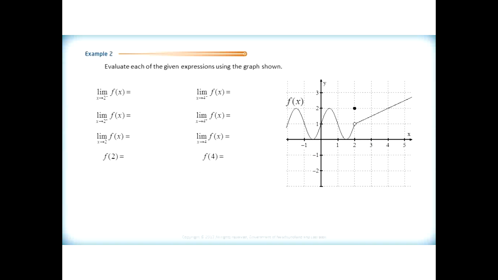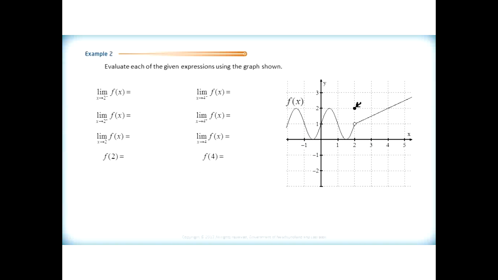Next, example 2, evaluate each of the given expressions using the graph shown. Okay, so in this case, we have what looks kind of like a sinusoidal function, and it approaches a spot on the graph where there's a hole in it, and then from the other side we go off on what looks like a linear function that continues off, and we don't actually include the point there, but we remove it, and we're going to put up a point up on the top there instead.